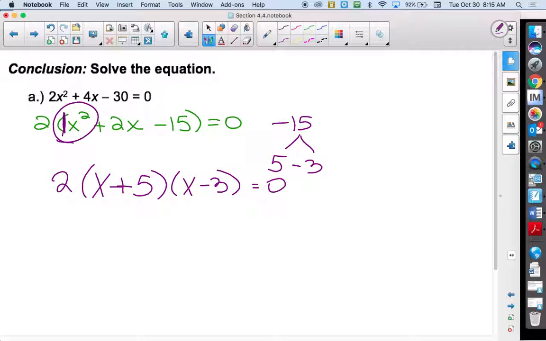If you don't recognize that, then you can still do the AC grouping. So you can say x squared plus 5x minus 3x minus 15. It's still going to give you that same answer. AC grouping works for every single problem. But there's a shortcut if you notice that it has a 1 in front. So here you should get a negative 5 and a positive 3.